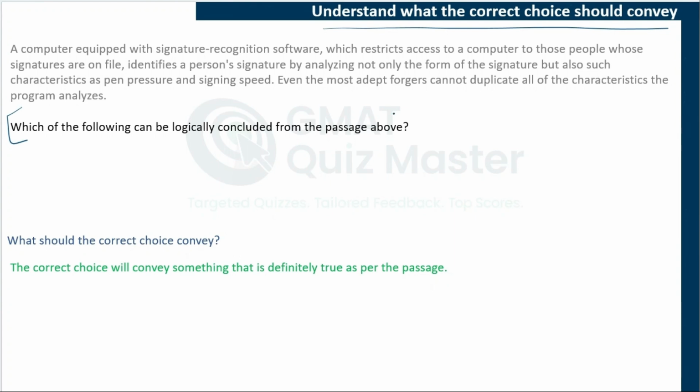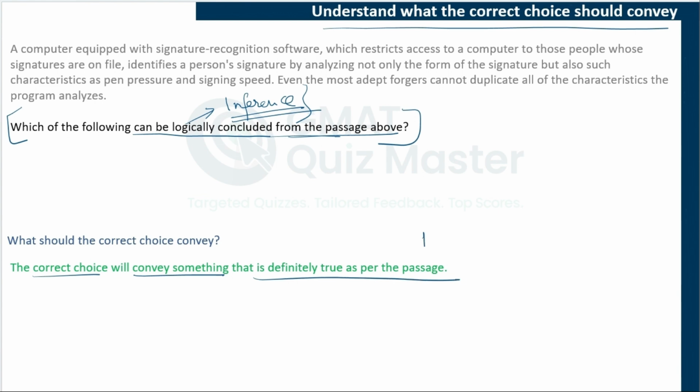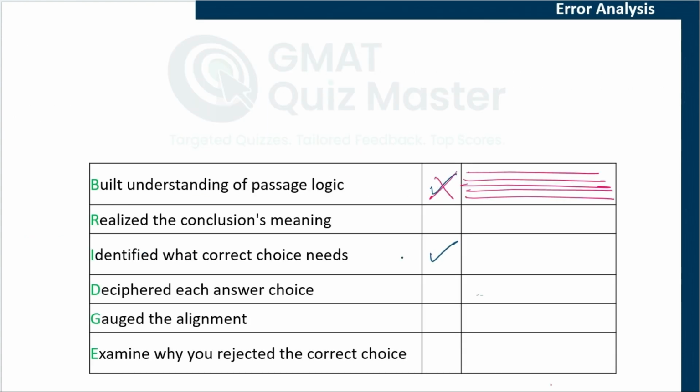The question stem says, which of the following can be logically concluded from the passage above? As discussed in previous questions, something that can be logically concluded from the passage is an inference. It is something that is definitely true as per the passage. Whenever you are asked for a conclusion based on the passage, that is an inference. That is why the correct answer choice will convey something that is definitely true as per the passage. That is, it will convey an inference. So if you had the same understanding here, then mark a tick here in identified what correct choice needs. If you skipped the step or you understood it incorrectly, mark a cross here and write down your reason here.